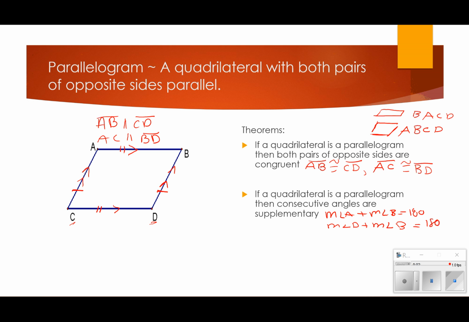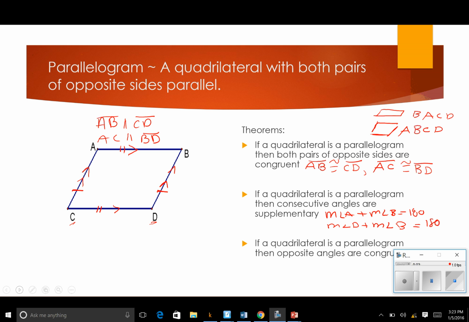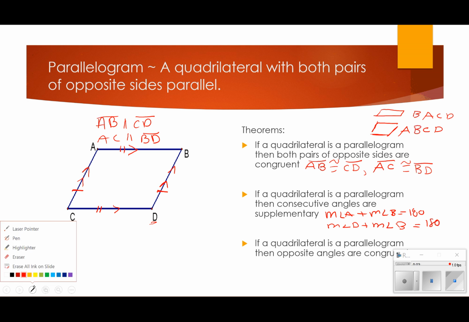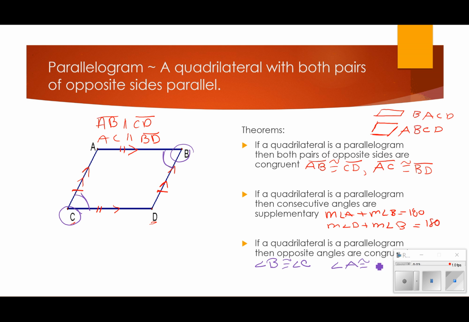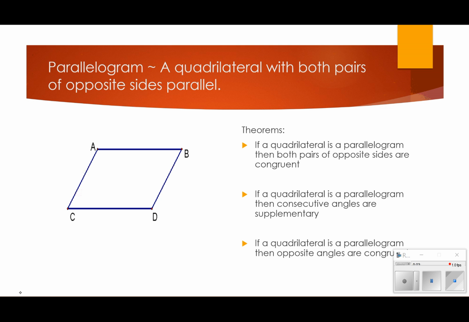Okay. Another theorem that we have is if a quadrilateral is a parallelogram, then opposite angles are congruent. So opposite angles are going to be like angle C and angle B. So this is going to be congruent to that. So angle B is congruent to angle C, and angle A is congruent to angle D. So those are some parallelogram theorems. There's a lot of theorems in this chapter for you guys to know, or definitions.